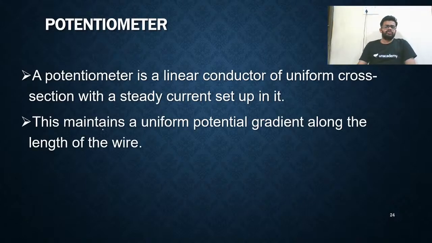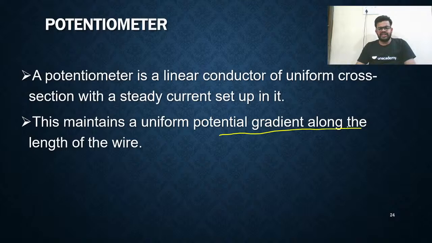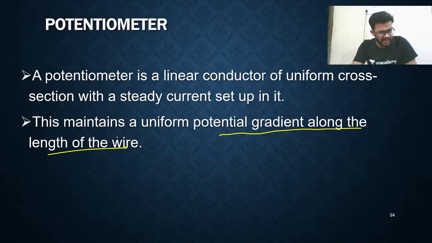So this maintains a uniform potential gradient along the length of the wire. Potential gradient is voltage per unit length, or potential difference per unit length.